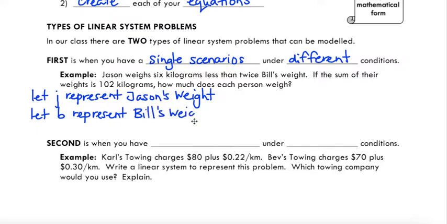I could have used X and Y, but if I use J and B, then when we start to look at solving for those variables, it's easier for us to remember which one was what. So now that I've identified the variables that I'm going to use in my equation, I'm going to come up with an equation for each of these sentences.